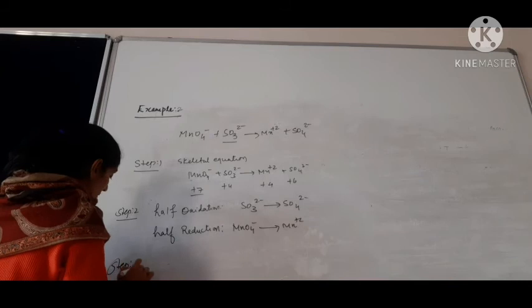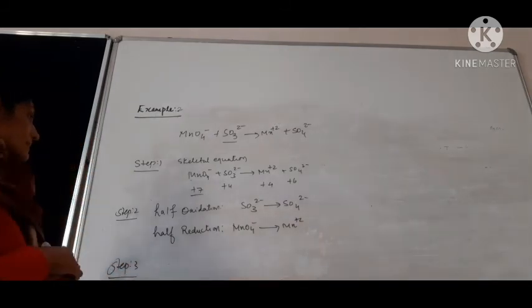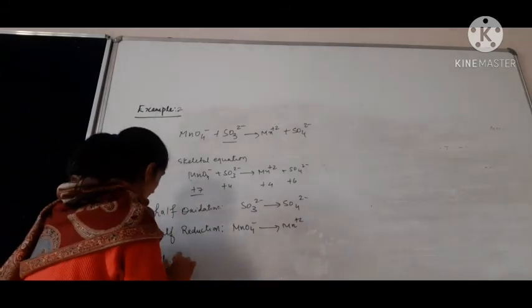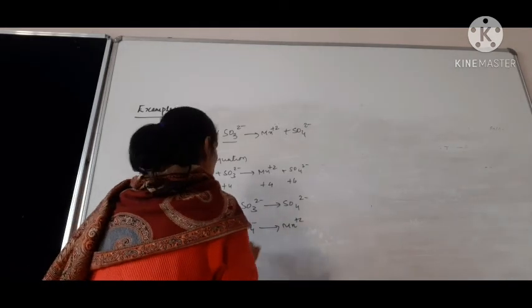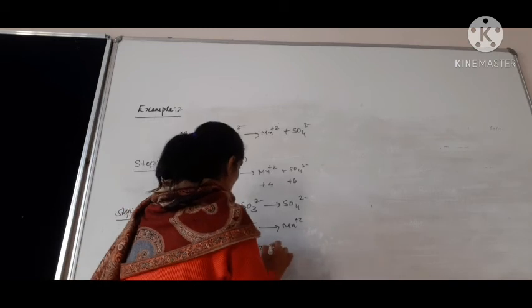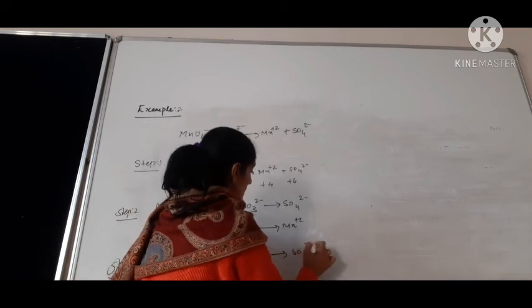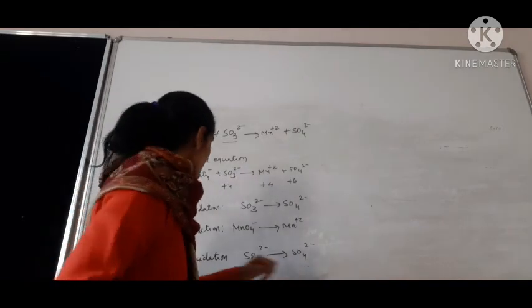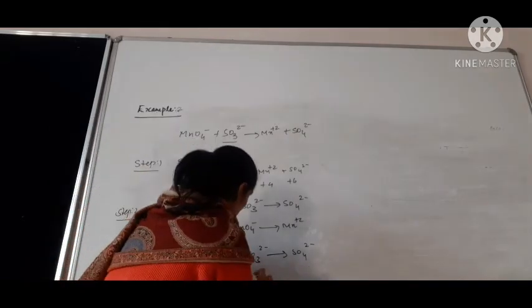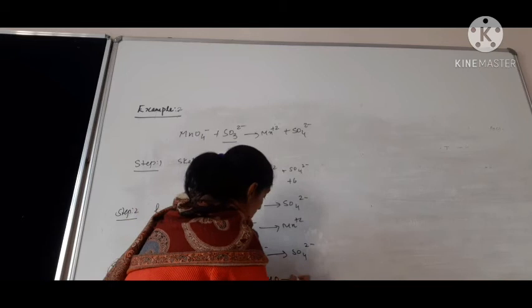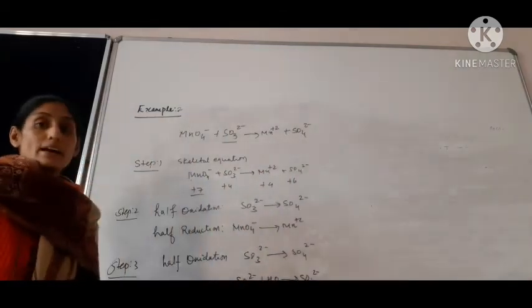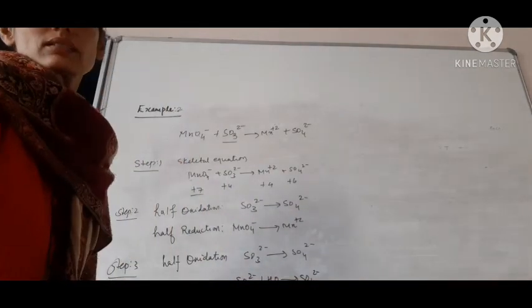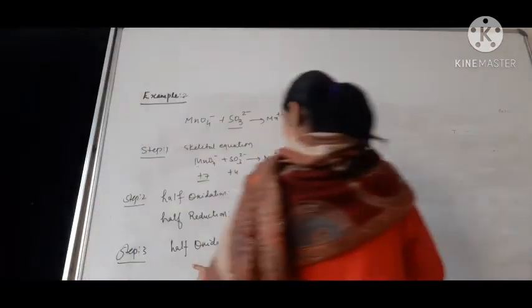Then step 3, other than oxygen, we are balancing the oxygen and hydrogen. In the half oxidation and half reduction, we have sulfur and sulfate, SO4 2 minus. So here we have 3 oxygens and here we have 4, so we are adding one water molecule over here. So 3 plus 1 is 4, SO4 minus 2. And this will be the half oxidation.